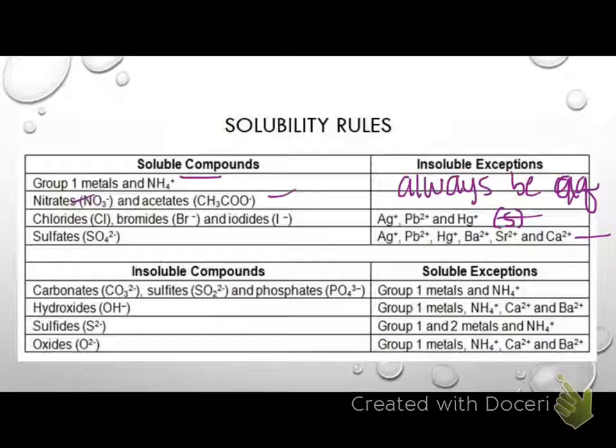Now, if you look at the bottom, these are always going to be insoluble. So you would write the S behind them unless they're with one of these exceptions over here. So if they're with one of these over here, you're going to write AQ behind them. And you'll notice that many of these exceptions are group 1 metals and ammonium and these things that are always soluble. Okay? So let's do some examples so you can get the hang of this.